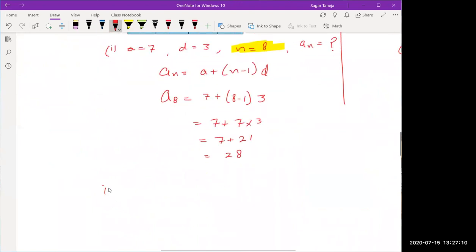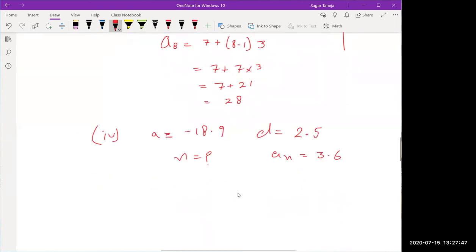Okay, the fourth part we are solving now. In the fourth part, a is given as minus 18.9 and d is given as 2.5, where n we have to calculate and an is 3.6. I guess the 10th result is out now. I'm receiving calls and calls. Okay.